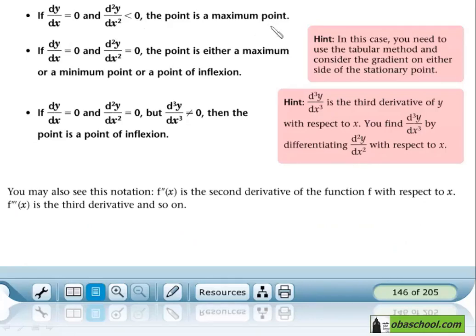Okay, now if the gradient is equal to 0 and d2y over dx squared is negative, then the point is a maximum point. If the gradient is 0 and the second derivative is 0, then the point is either a maximum or a minimum point or a point of inflection.